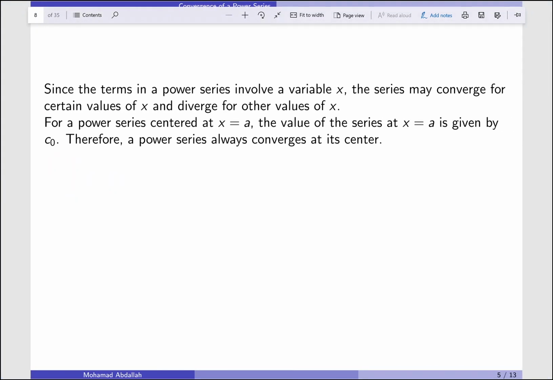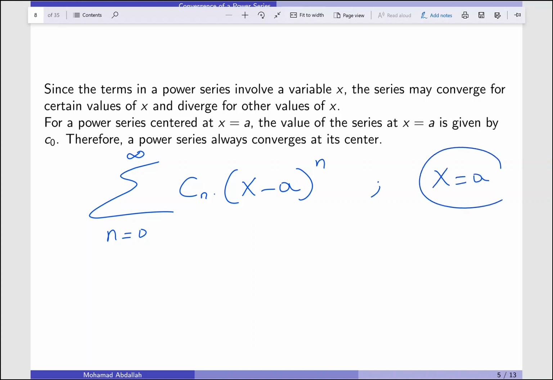For a power series centered at x equals a, the value of the series at x equals a is given by c0. Therefore, a power series always converges at its center. So you are guaranteed to have one value of x that will make it convergent, and this is the center. For example, take the series sum from n equals 0 to infinity of c sub n multiplied by x minus a to the power n. If you let x equal a, what's going to happen here?